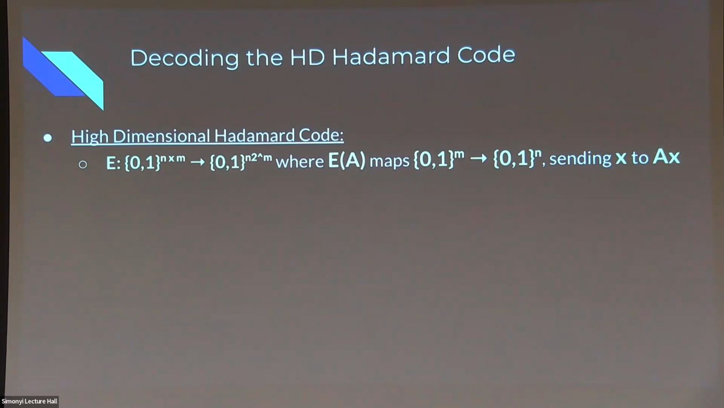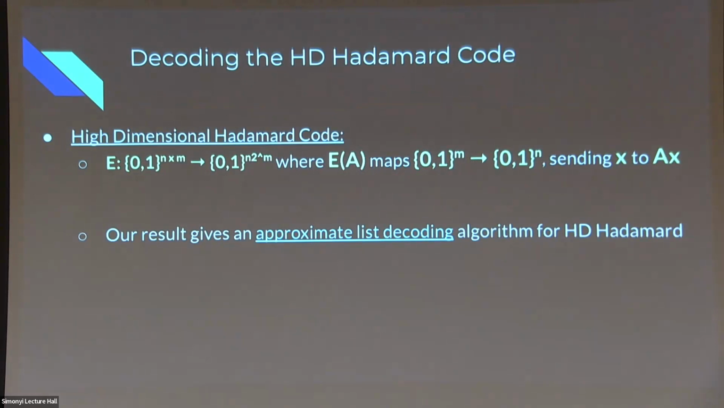And yeah, our result, in the language of coding theory, I'm not going to explain what this is from scratch, but in the language of coding theory, our result gives what's called an approximate list decoding algorithm for the high dimensional Hadamard code. And if you know what a list decoding algorithm is, an approximate list decoding algorithm is a generalization which extends to the setting where the list might be exponentially large. Which is basically exactly the setting we're in.